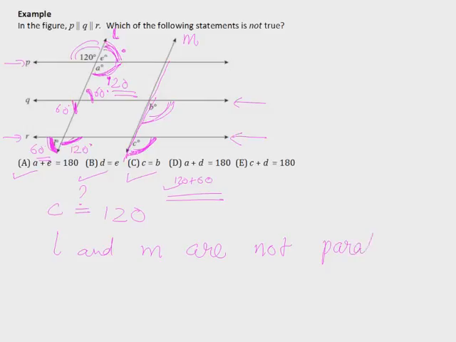That's the catch. It is not given that L and M are parallel. We have only been given that P, Q and R are parallel. So I cannot assume that these two corresponding angles are equal. This and this are not equal because L and M are not parallel. So C is not equal to 120, and so C plus D will not equal 180. So E is not true.